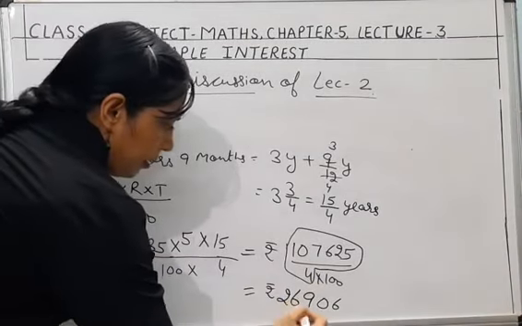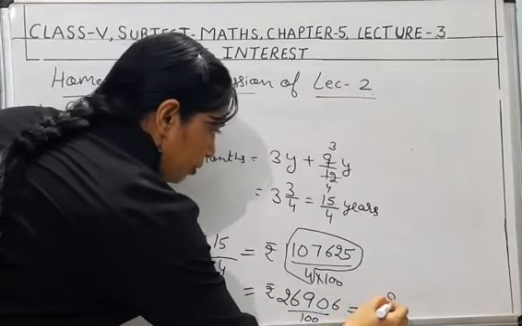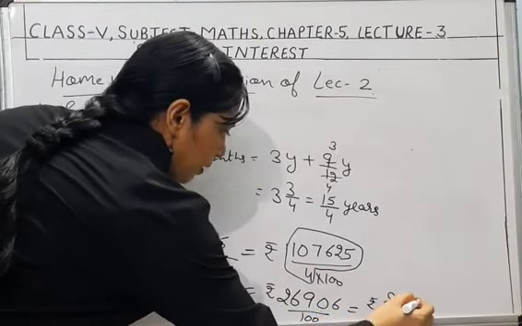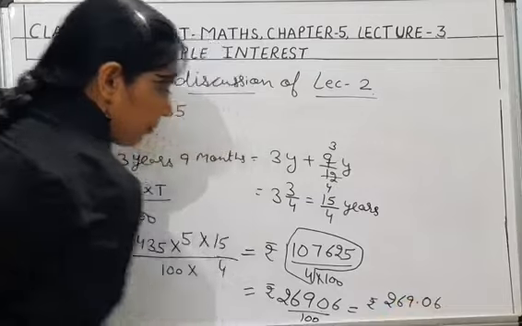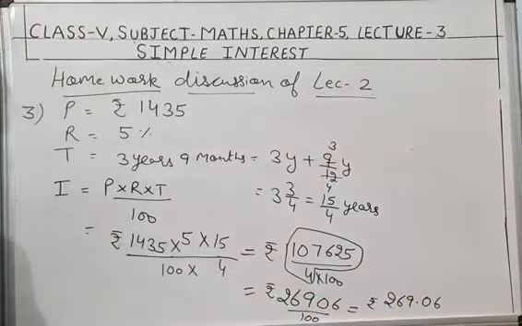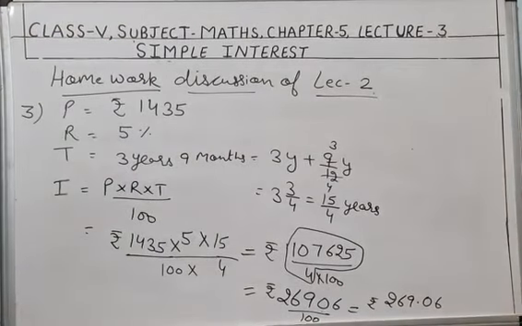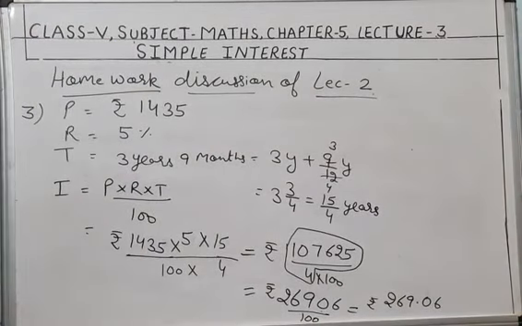Now here divide by 100 is there, and you can directly put the decimal here. 26,906 divided by 100 will become 269.06. Okay. Calculation will take time, but be patient. You have to understand how to solve this.